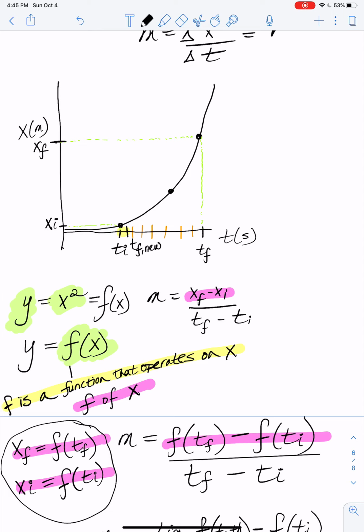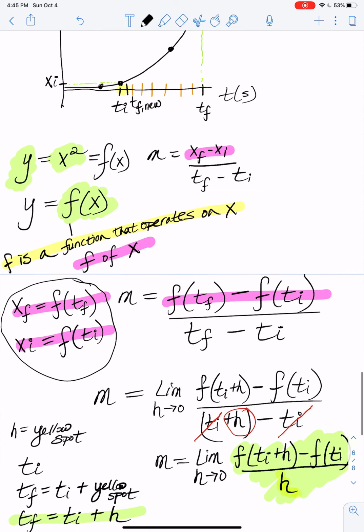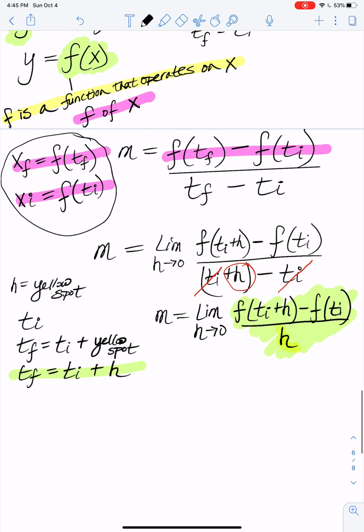What if I would have picked this point? So let's just be even more general here. Maybe we didn't pick that ti, so maybe we just picked a value t. So let's erase that i and just keep t. So what we now have is a function for any time where we want the slope at that time.